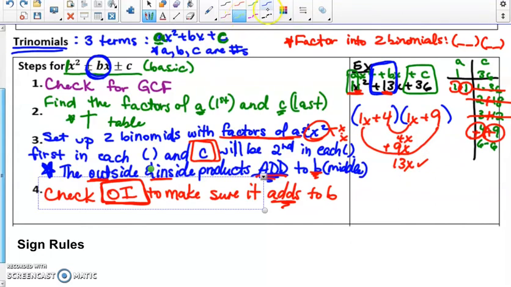So our answer for this one is 1x plus 4 times 1x plus 9. And we're all good.